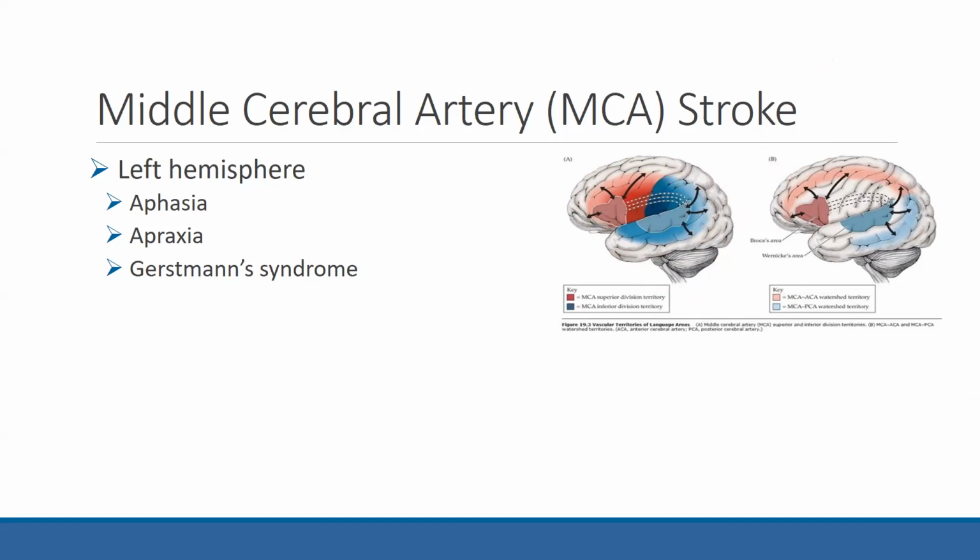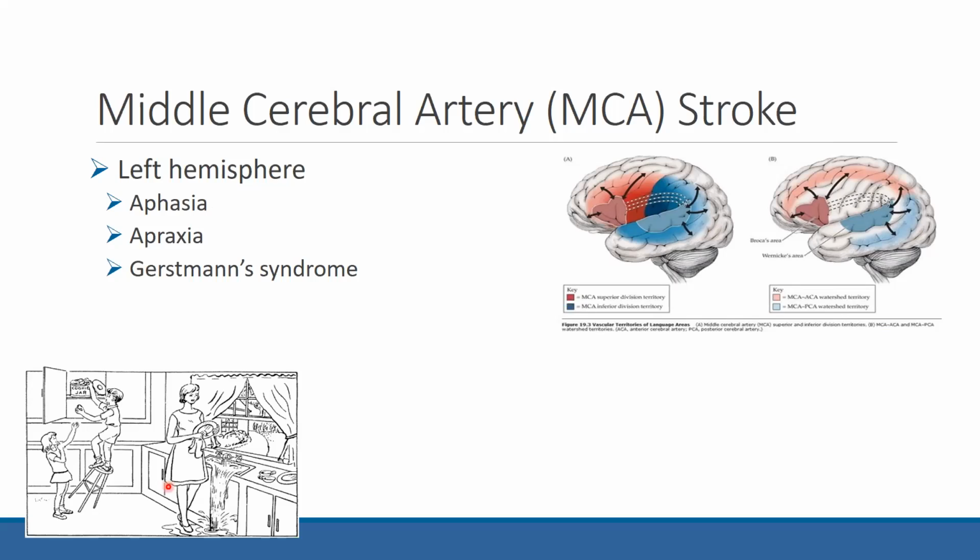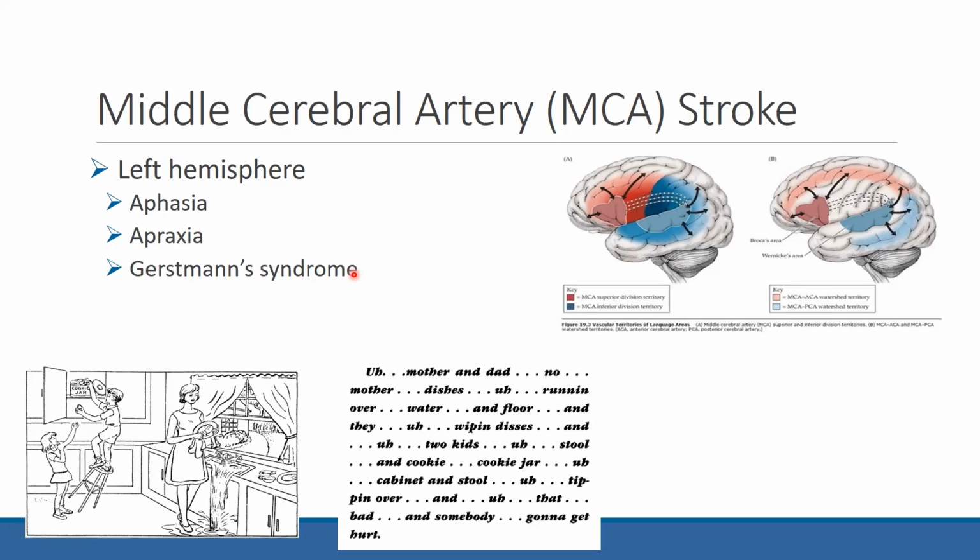And so I'm sure a lot of you have seen this cookie theft picture before. This is one way that we can assess if someone has an aphasia, right? And so if you hit that superior branch of the MCA and get a Broca's aphasia, it may look something like this. You have a lot of non-fluency of speech. It's very difficult to express ideas.